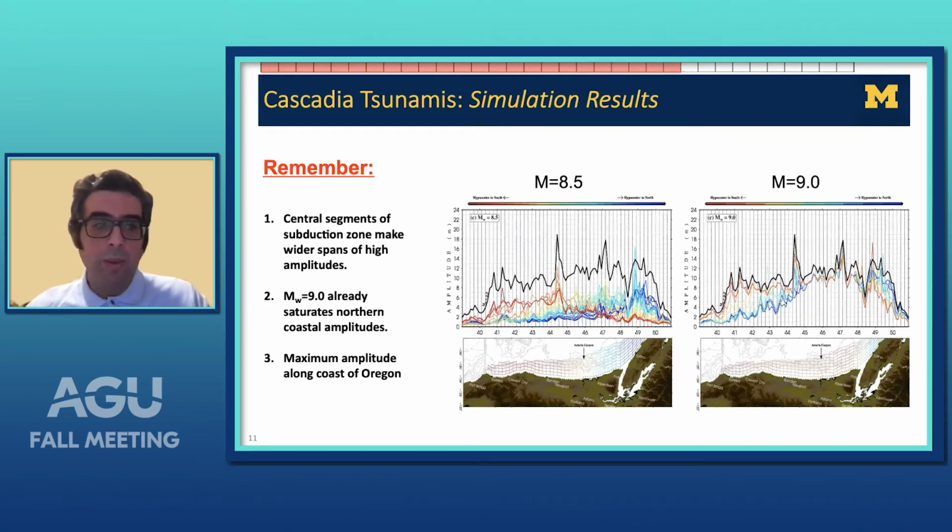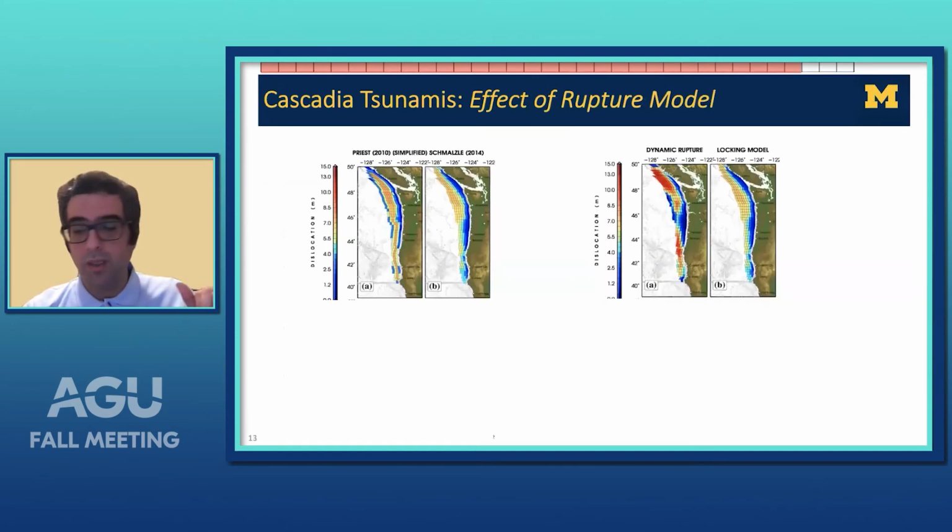So upper magnitude 8.7, 8.8, 8.9 seem to be actually good representations of magnitude 9.2. And finally, the maximum tsunami amplitudes occur somewhere here in the middle, in the middle of Oregon State. It's because we think it's mostly due to the concave shape of the coastline, which focuses tsunami edge waves somewhere in the middle. Now, what about the effective rupture model?